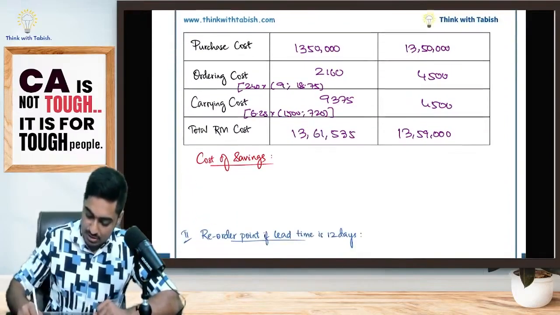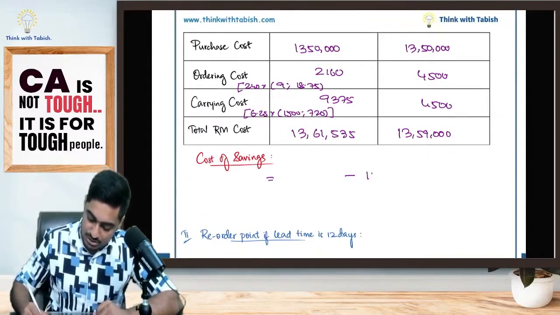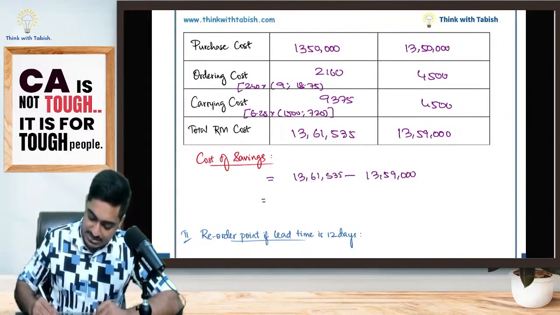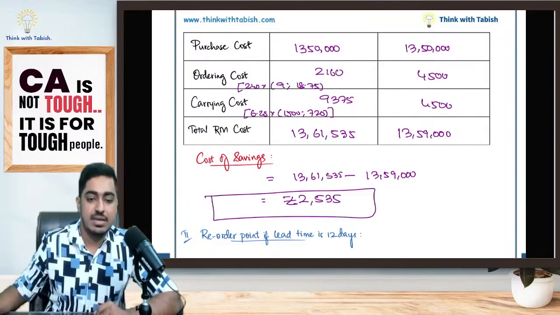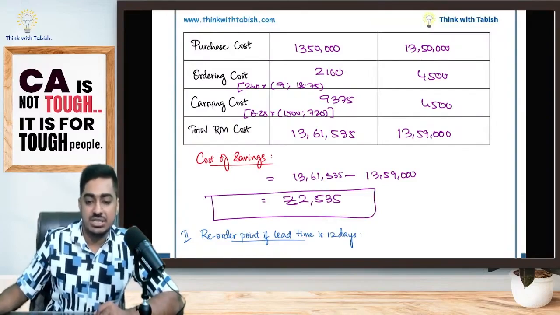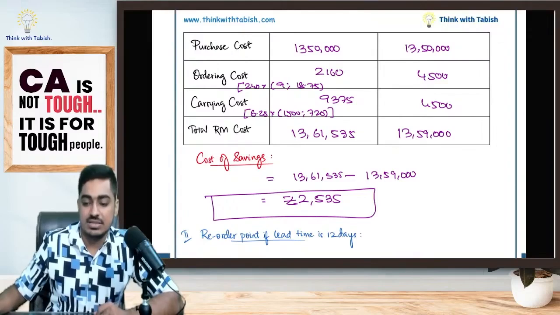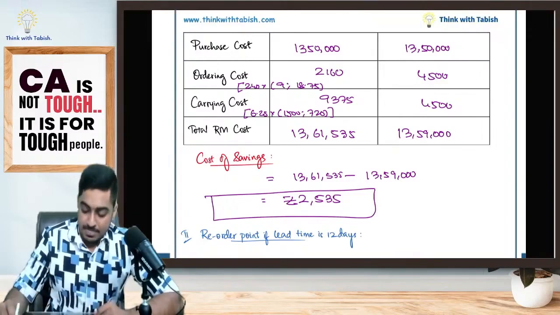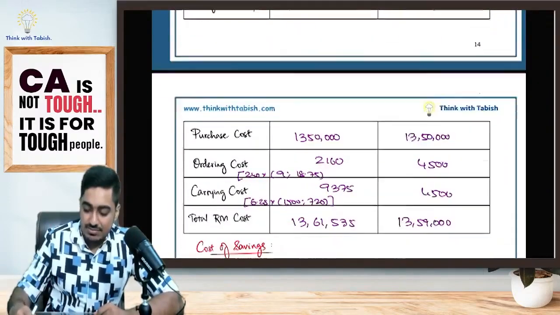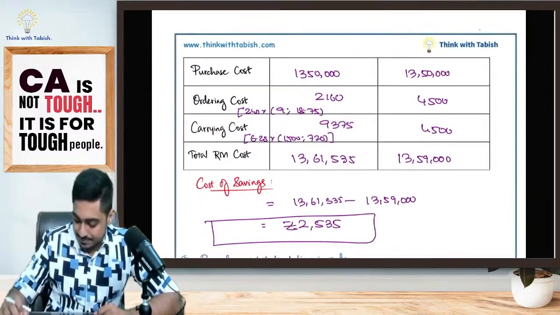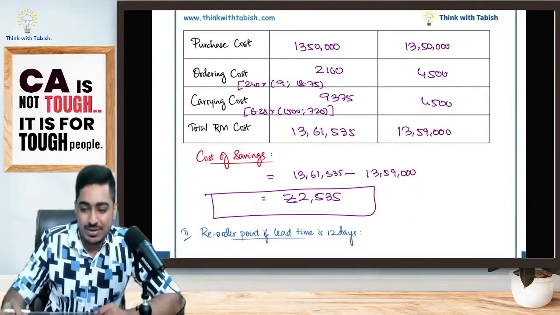That means what is the cost savings? If I go for EOQ, it is 13,59,000 only. If I don't go for that, 13,61,535. That means I can save 2,535 rupees. Yes or no, everyone? Please give me a confirmation. Is this clear? Now, if you make it 19, a small 10-20 rupees difference will be there. Don't worry, it should be absolutely fine.